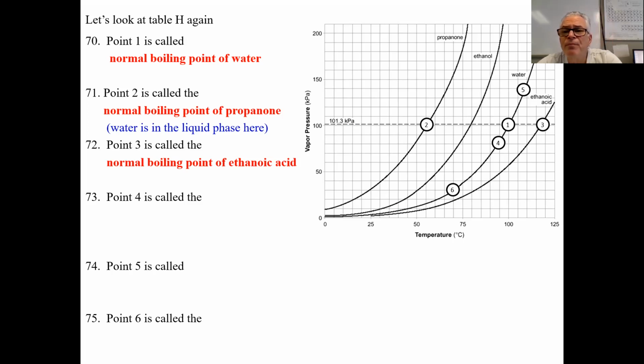Now, point 4. Point 4 is right on the curve, but it's below normal pressure, right? It looks to be about 80 kPa, and it looks to be about 95 centigrade. So at that point on the curve, water boils at a lower temperature there because there's less pressure.